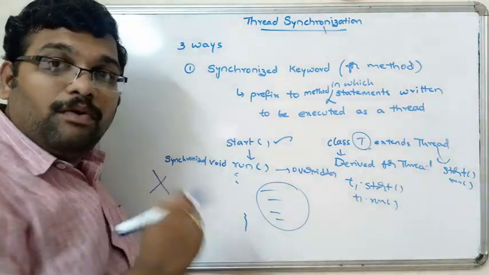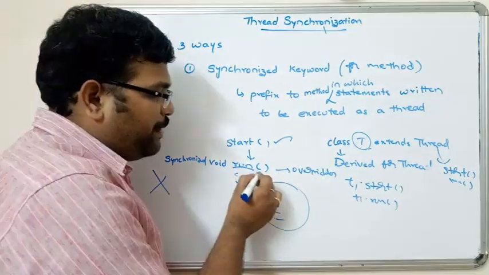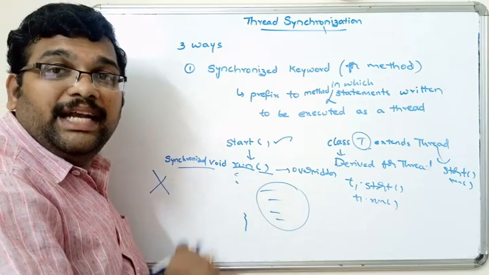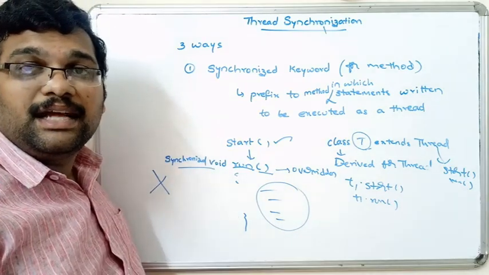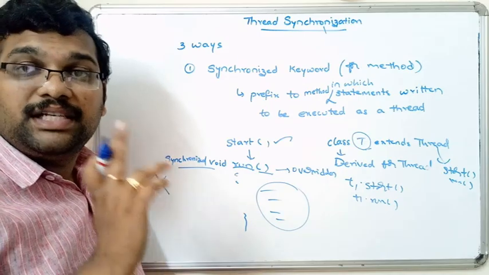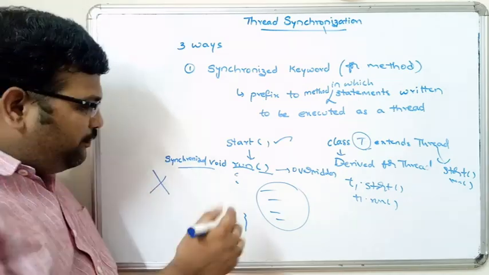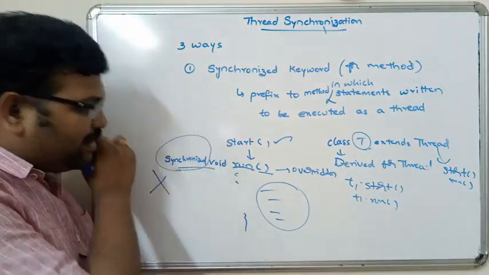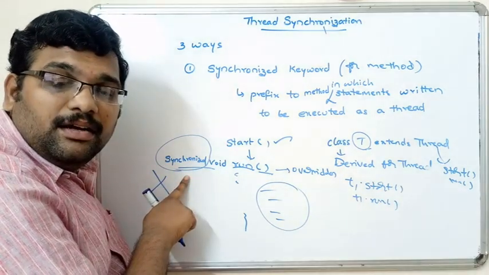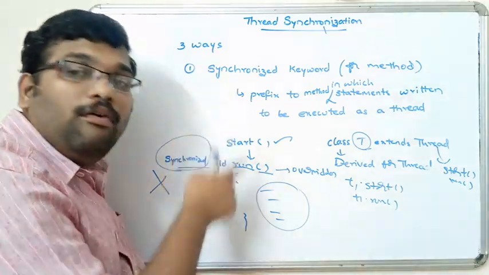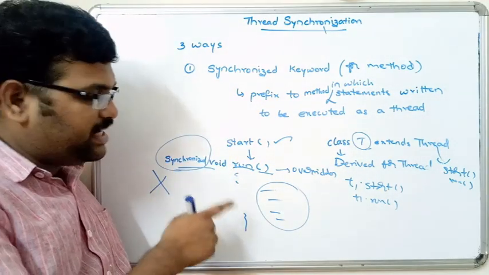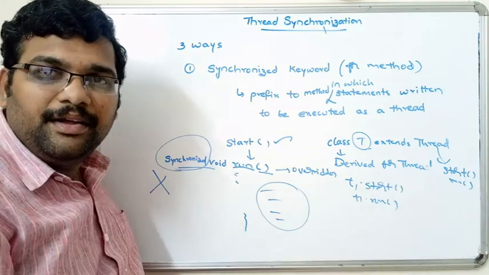So what is the rule for an overridden method? The name, the parameters, the scope, everything should be the same in both the derived class and the base class. Only the instructions are to be modified, as we have seen in method overriding. But if you apply the synchronized keyword as a prefix to this run method, then it is not an overriding method. So it will not execute the statements, because this is not overridden.